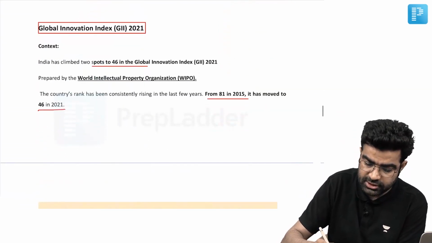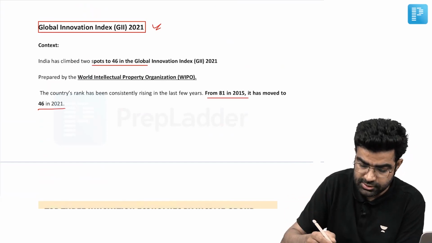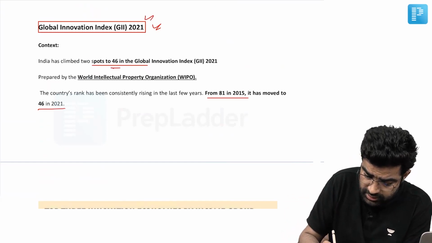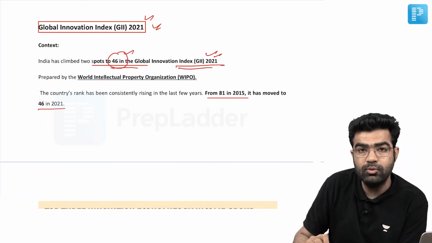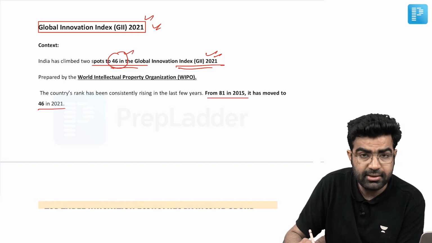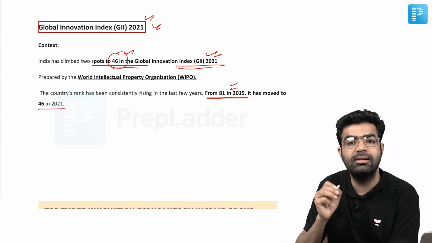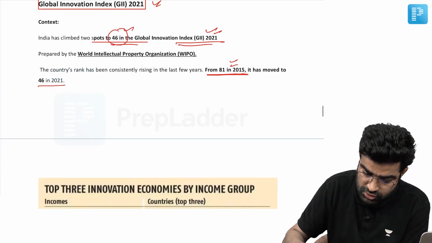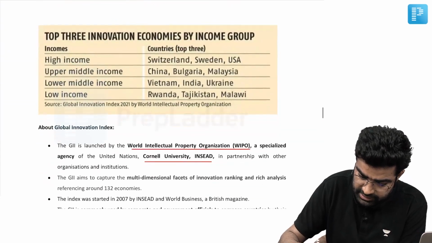Now if we talk about the next one, that is the Global Innovation Index. India is increasing its position especially in this index. Now we are ranked 46 in terms of this GII in 2021. Remember, we are continuously improving our position. In 2015 we were at position number 81. Okay, so this is prepared by WIPO, that is World Intellectual Property Organization.